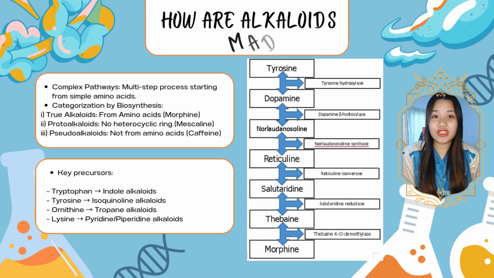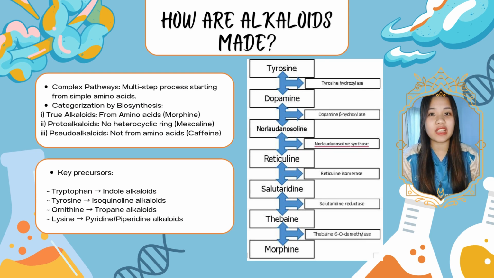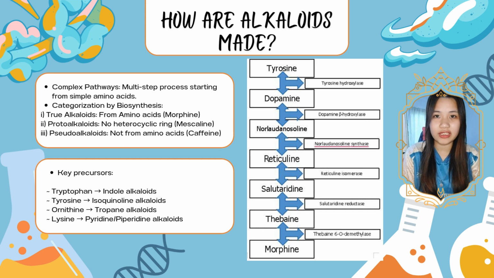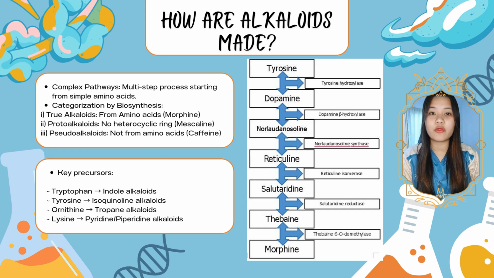Let's focus on how these remarkable molecules are created. The process, known as biosynthesis, is a complex journey with many steps that happens right inside the organism. It generally kicks off with simple amino acids acting as the initial building blocks. Different amino acids serve as starting points for different types of alkaloids. For instance, tryptophan is the foundation for indole alkaloids, while tyrosine leads to isoquinoline alkaloids.